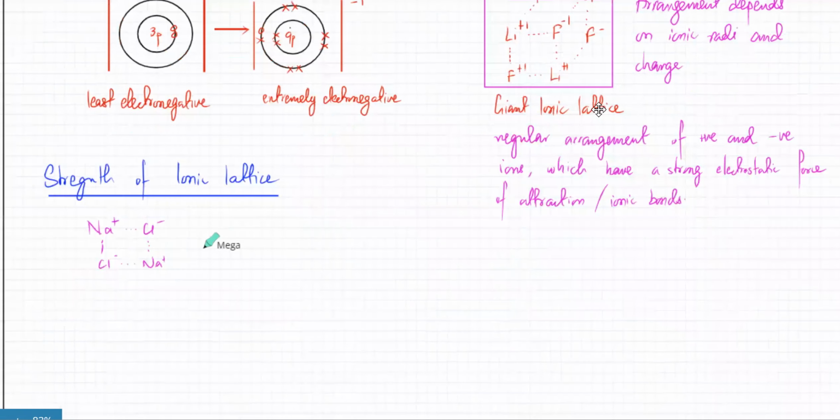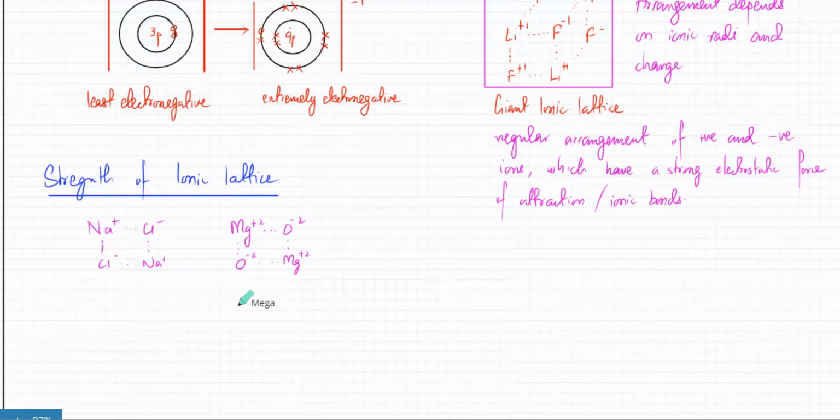And I've got another lattice which is MgO. Mg is plus 2, O is minus 2. They attract each other. O minus 2 attracts another Mg plus 2, and Mg plus 2 attracts another O minus 2. अच्छा, इन दोनों में which one is stronger and why? क्या आंसर? MgO stronger. Reason क्या उसकी? What's the reason behind that?